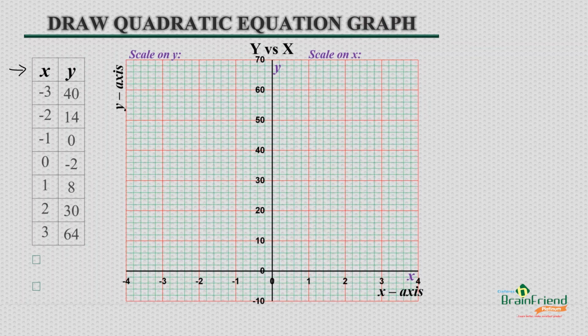The scale on x axis is 1 cm to represent 1 unit. The reason for that is because from here to here is 1 cm. You can measure that on your graph sheet and it will give you 1 cm. And then you can see the value written here as 1. That's why we are saying 1 cm on your graph sheet represents 1 unit on the x axis. Also on the y axis, you can see that from here to here is 10. That means 1 cm represents 10 units on the y axis.